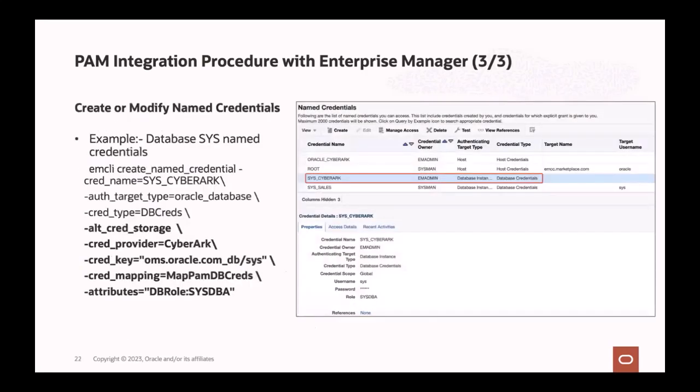So let's take an example of creating a name credential, which is a PAM-based name credential. Here you can see, like I said, the important parameter is the alternate cred store. Along with that, you also need to pass the cred key and cred mapping. And here I have also provided the attributes to define the database role. Once you create it using EMCLI, you can go and verify the same from the EM console. This is just a representation to show the name credential got created, and you can use the UI to view its properties and definitions.